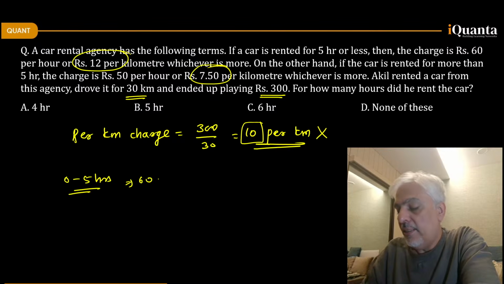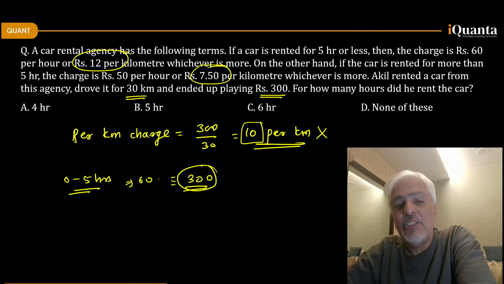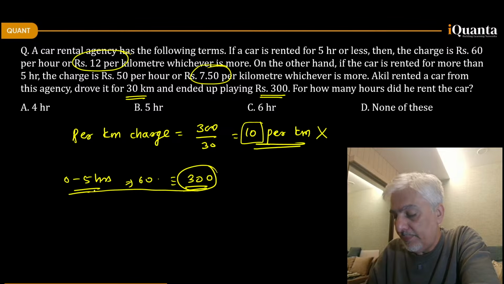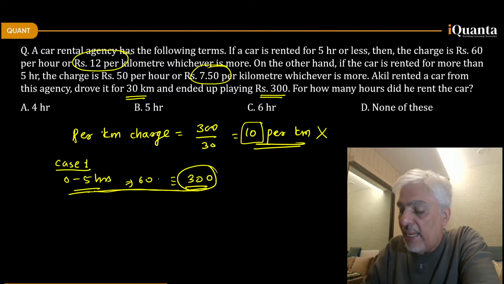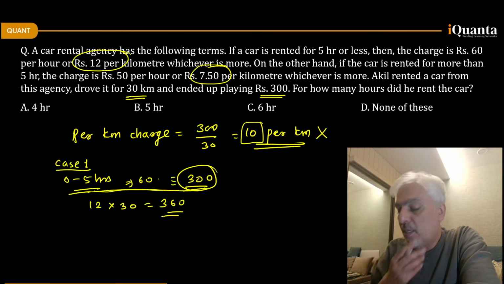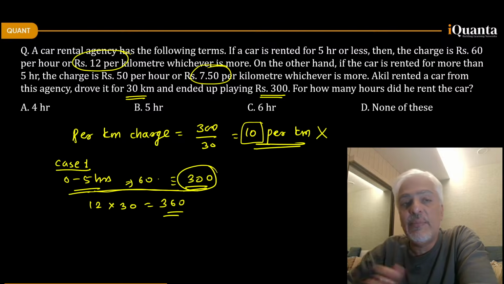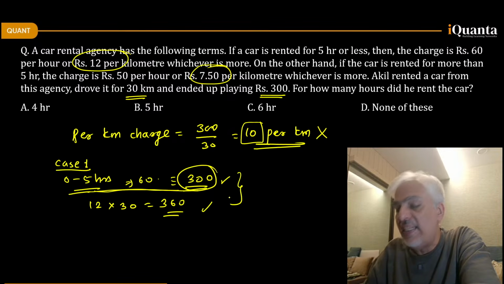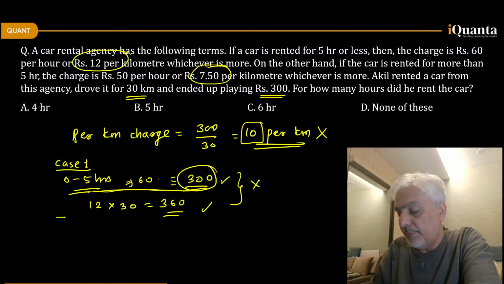60 per hour. Now, a lot of people think, sir, why is this wrong? 65 is 300. Why is this wrong? Let me explain. Why is 5 hours wrong? Because if this was being done, then in case 1, his rate would have been 12 per kilometer. So 12 into 30, he would have to pay 360, because they've said whichever is more, this or this, he would have to pay 360. And therefore, this case is wrong.